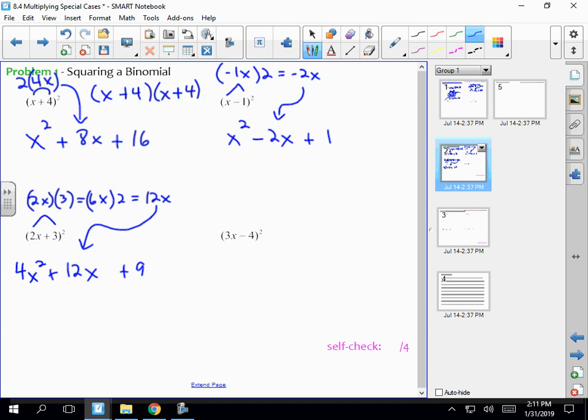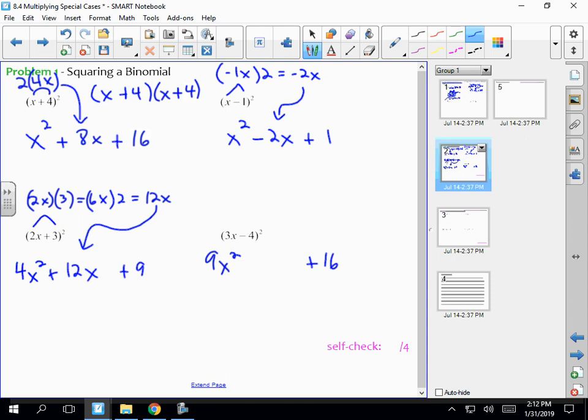So what are the 3 terms here going to be? What's the first term for this one? 3x times 3x, 9x squared. What's the last term going to be? Plus 16. What's the middle term going to be here?